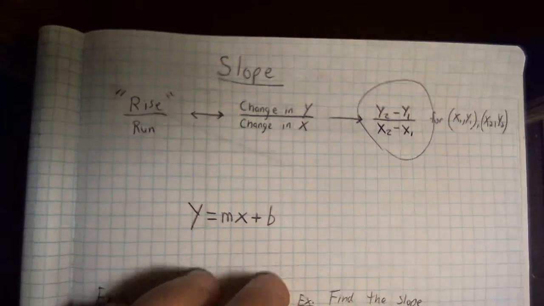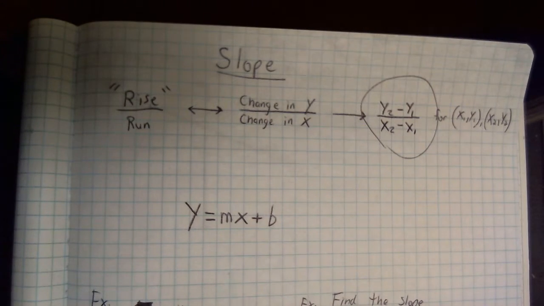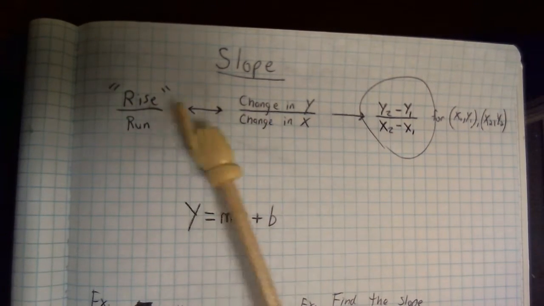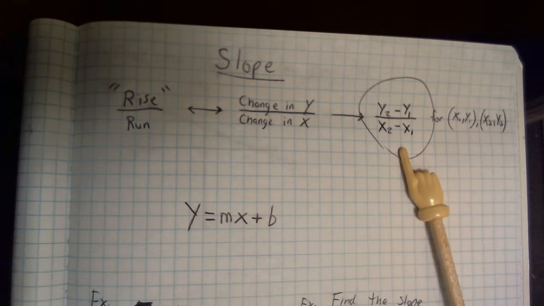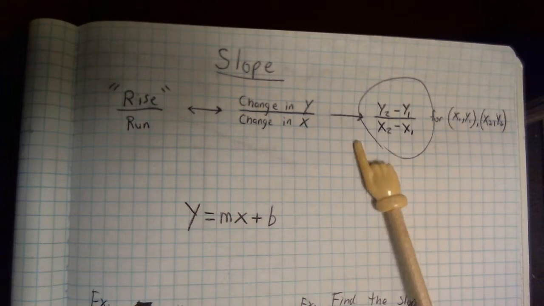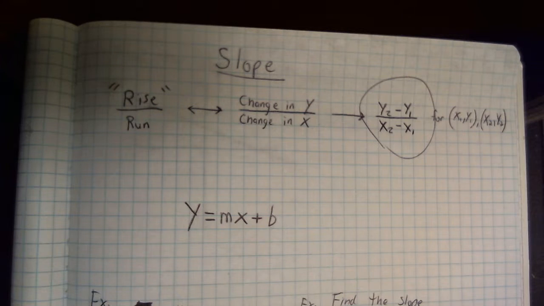This is the slope formula. Memorize this if you need to. If you can't remember it based off of this, then just memorize it. Okay? This is going to give us the slope of a line guaranteed if we have two coordinates.